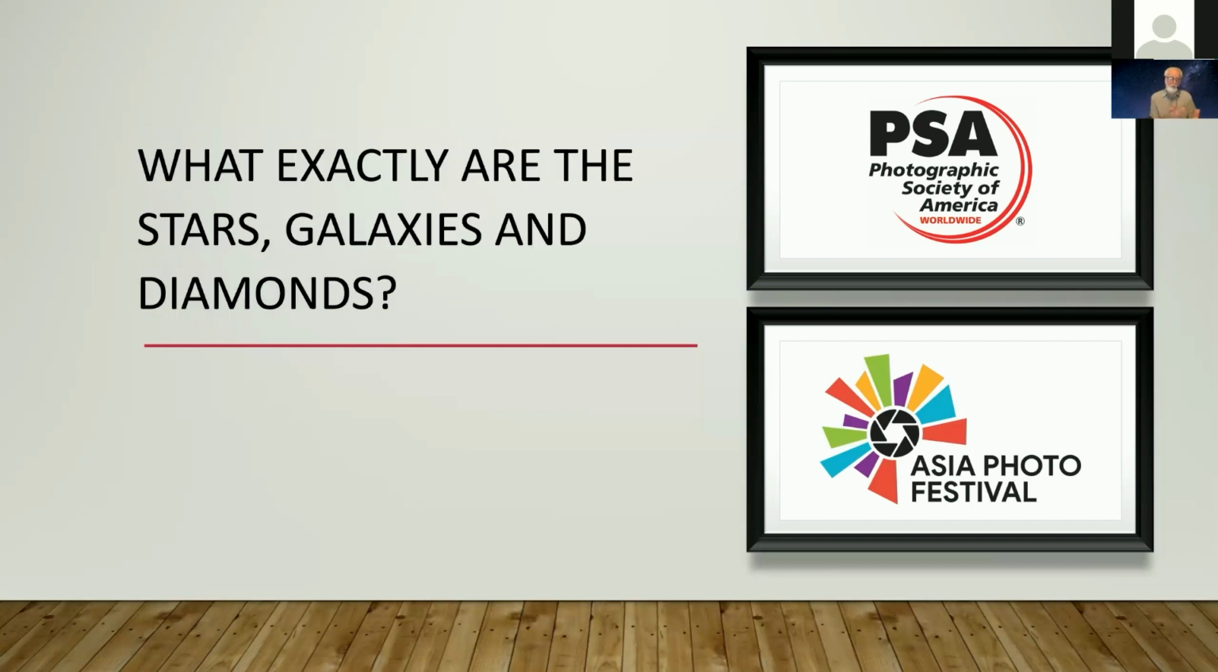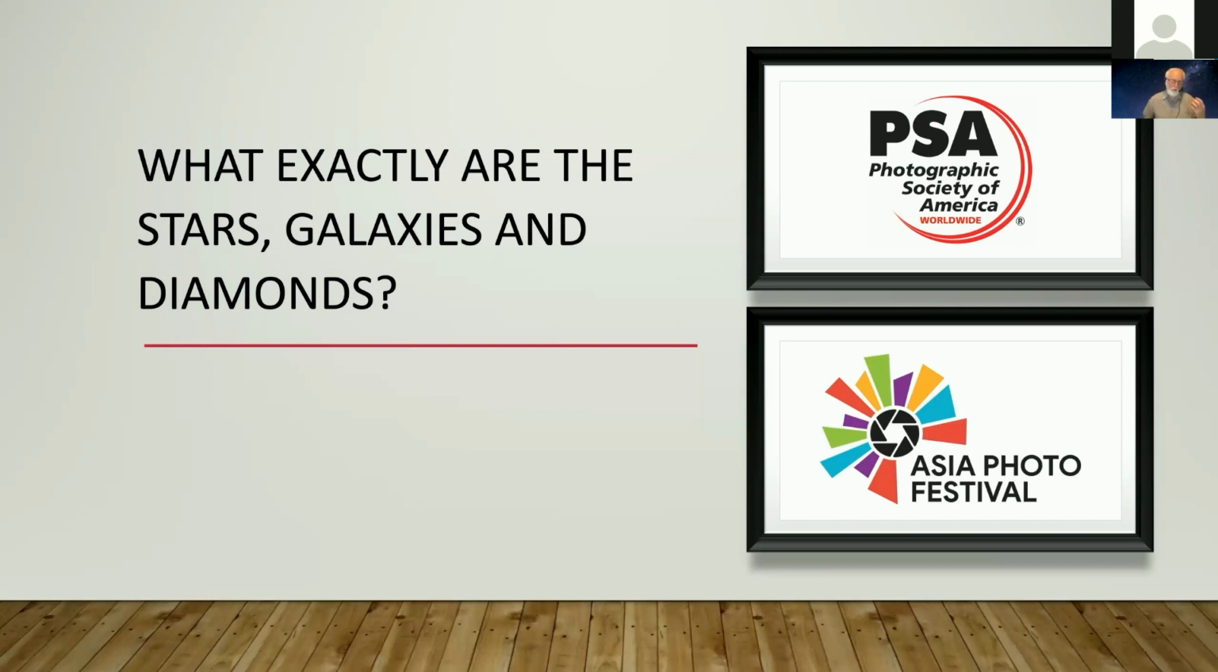Now we'll come back and speak briefly about what exactly are the stars, galaxies, and diamonds. Well, as I said, they're just the way that PSA recognises or acknowledges your acceptances. So you put in an application for a star rating. The designated person in PSA checks that application. They compare the acceptances that you're claiming with the records that are in the PSA database, and that's how they verify that your acceptances are genuine.